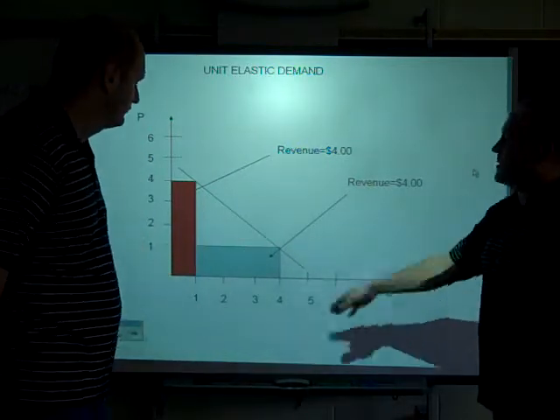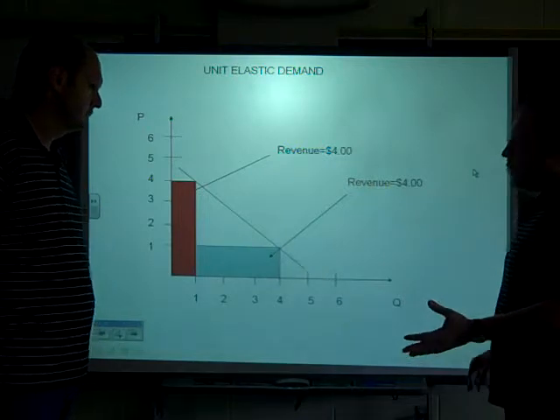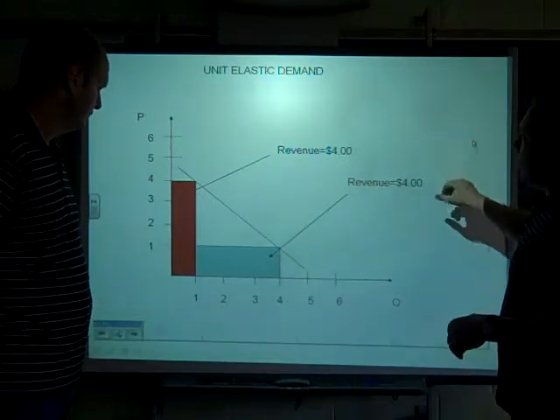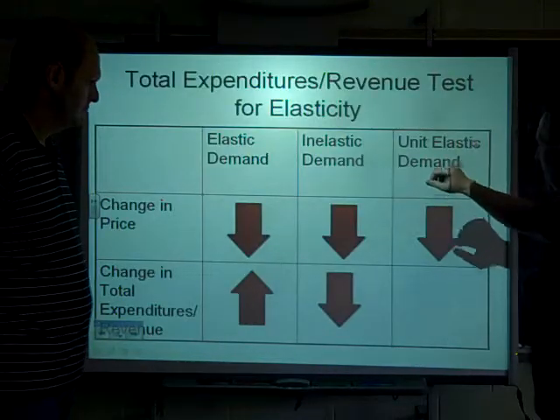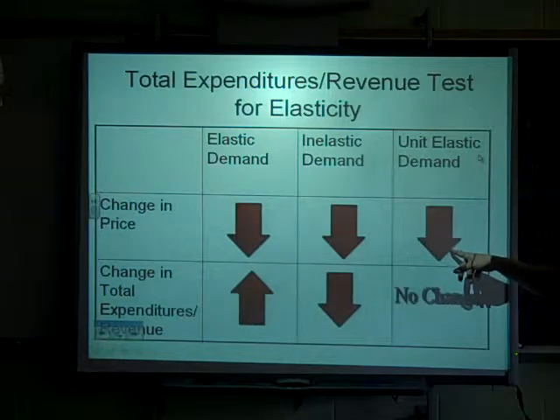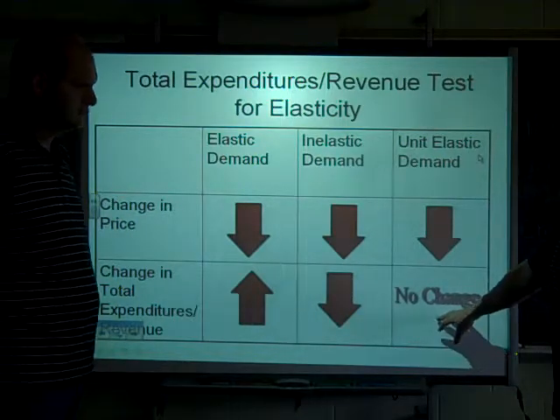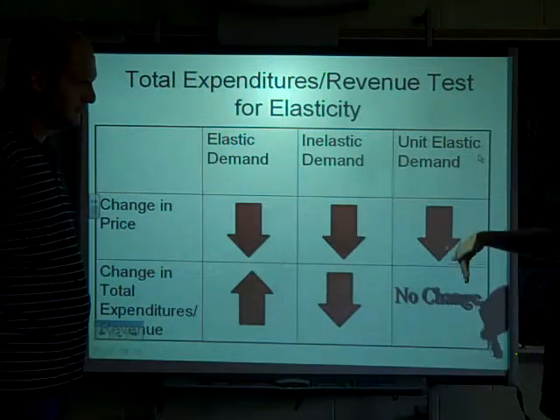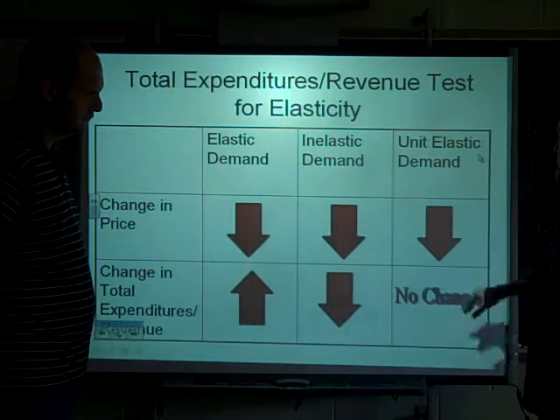So the slope for this demand curve is going to be -1. And we'll get into a little bit more of that in a minute. But if we go back to our matrix, what we should see then is regardless of the movement of this arrow, there will be no change in revenue. So whether the price goes up or down, revenue will stay the same.